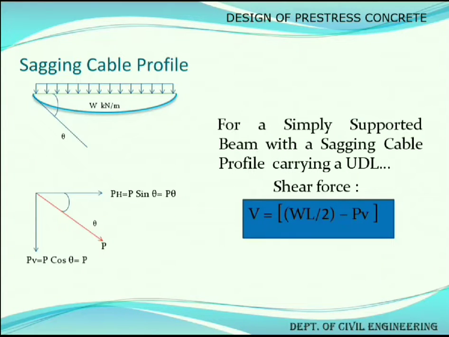This point was also highlighted in the previous video, where for a sagging cable profile we get two components, one horizontal and one vertical, and the shear force is obtained by taking the difference between WL by 2 minus the vertical component of the force. So let's start with today's examples.